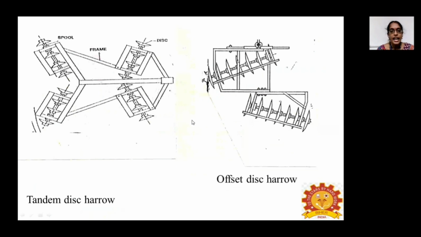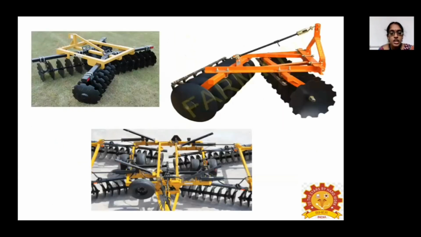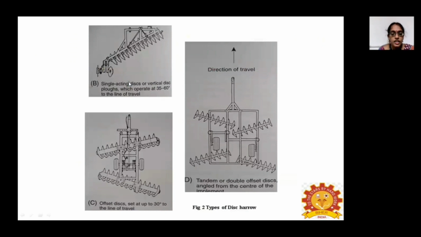And this is the tandem disc harrow, and this is an offset disc harrow. So one is attached to the other in the tandem direction. These are all the types of these harrows. And this is the double action disc harrow, and this is a single action disc harrow, and this one is the offset disc harrow, and this is the tandem or double offset disc harrow.